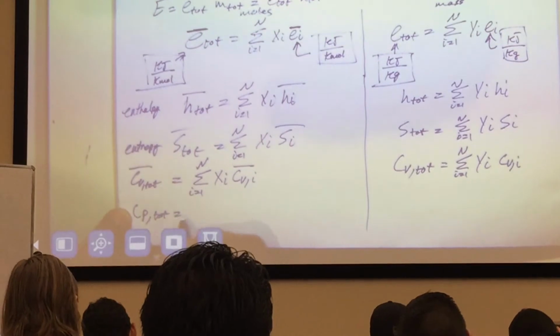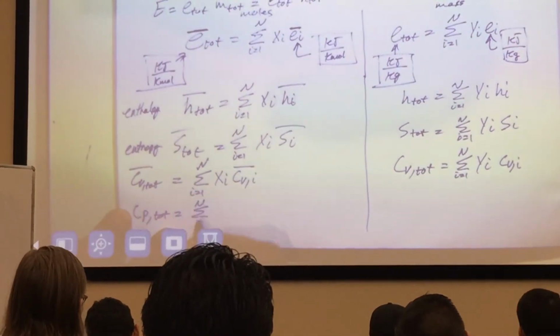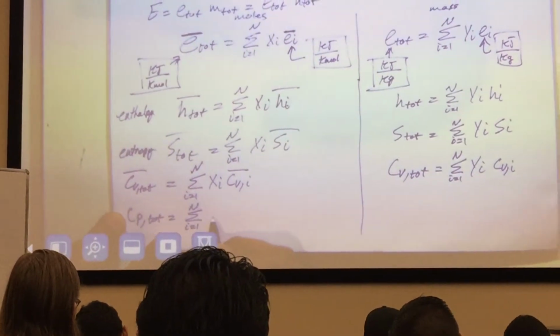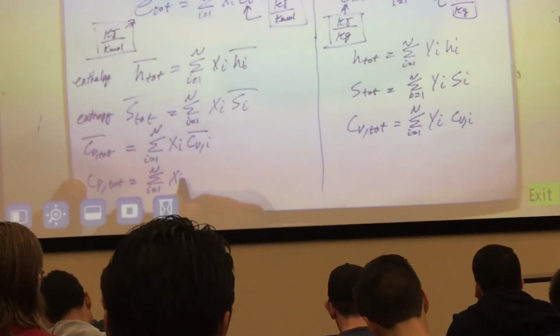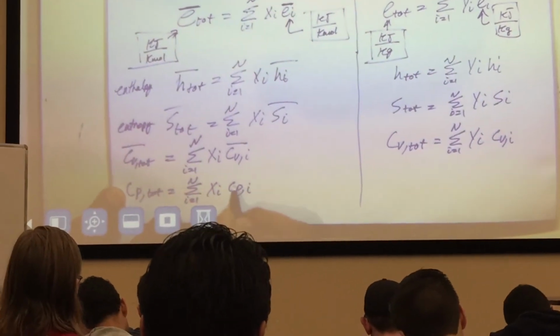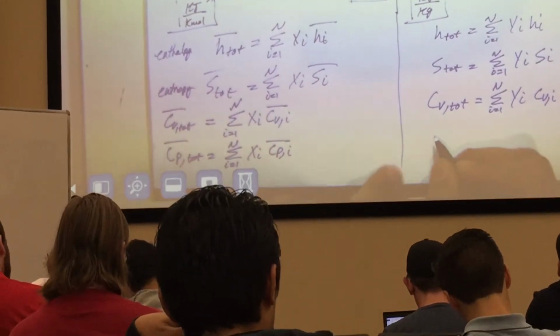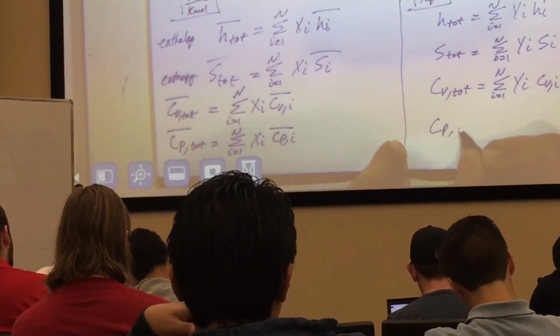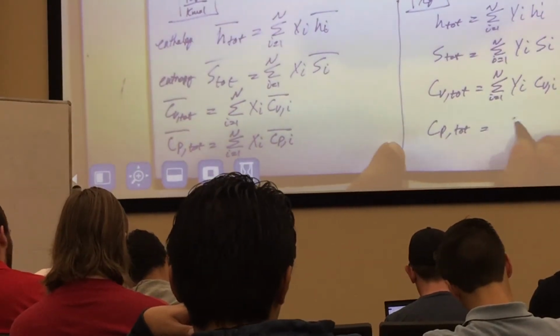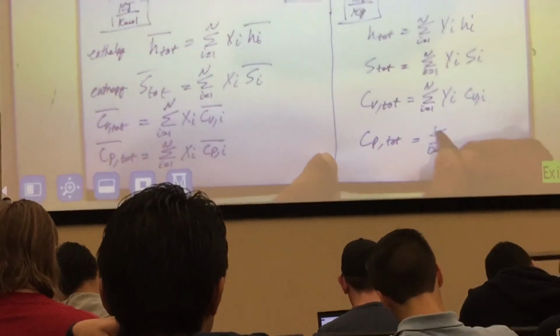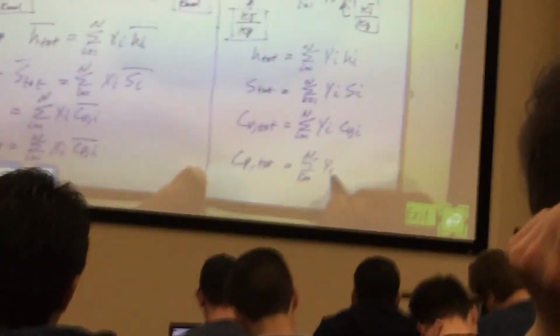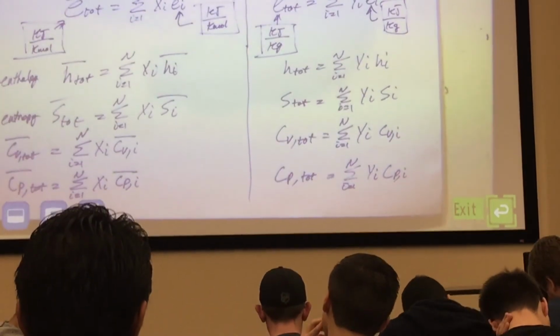And the same thing with Cp. Cp total is equal to the summation of i equals 1 of Xi Cp i, versus Cp of the summation 1 to N of Yi Cp of i. And the list keeps going on.